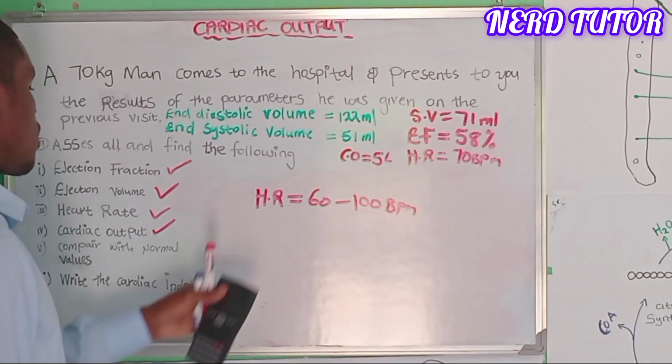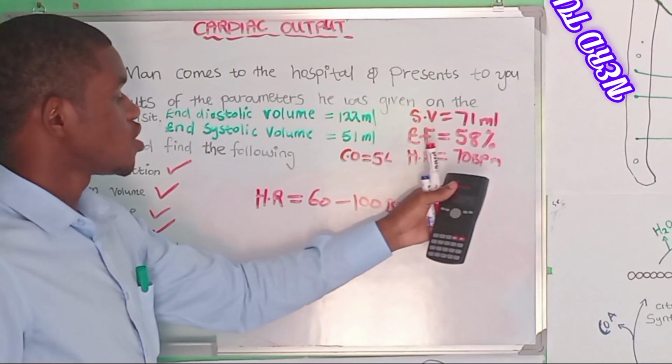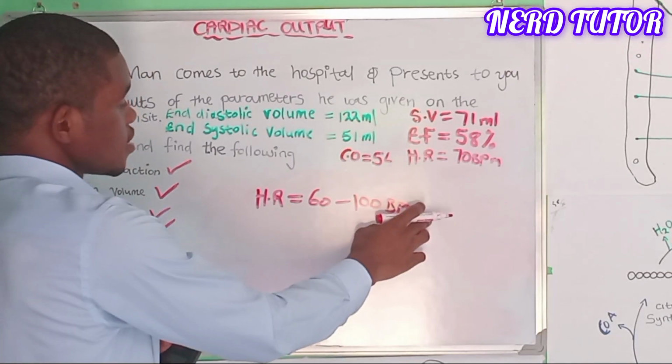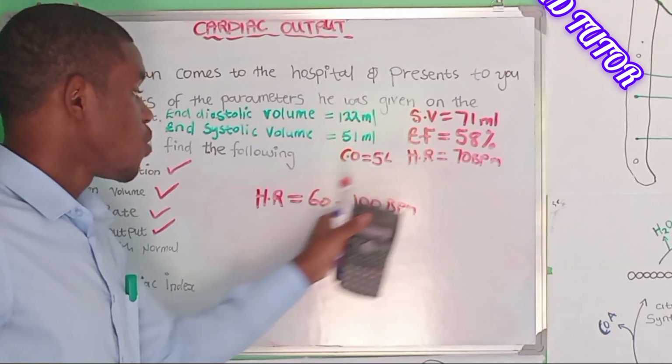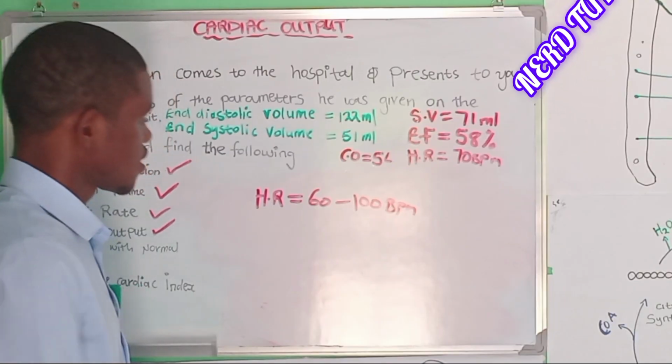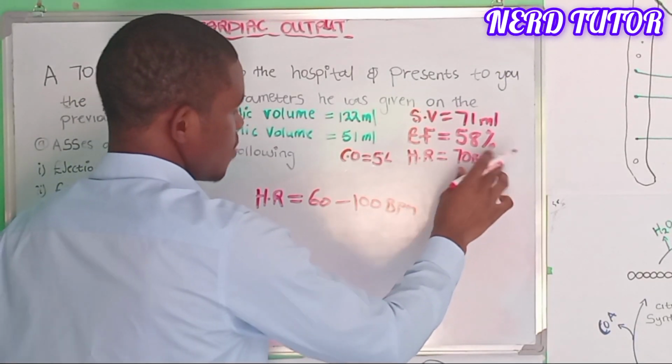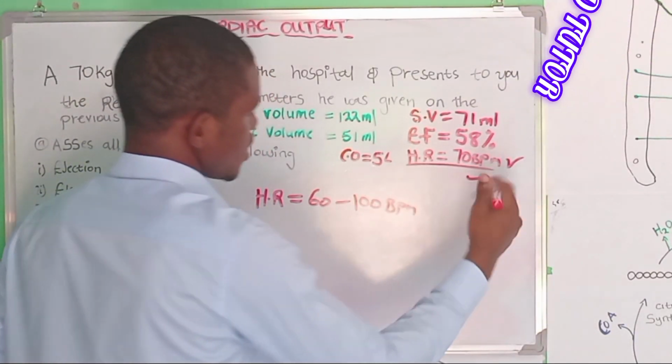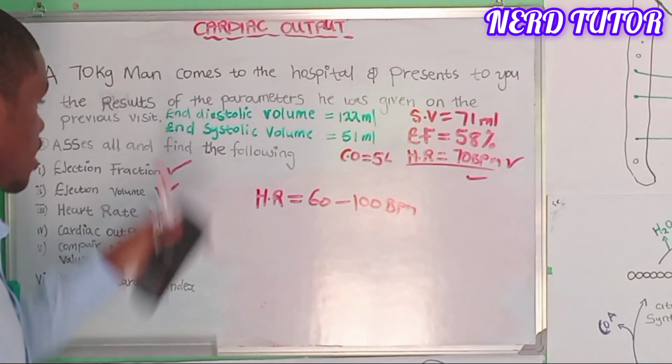Now comparing the heart rate that we found to the normal range, is it falling within the normal range? We found 70 beats per minute. Yes, it is falling within the range. Meaning the heart rate is just okay. His heart rate is just okay.